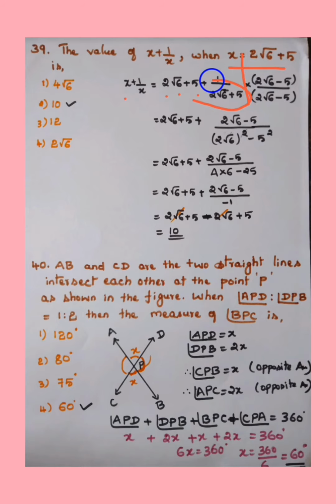So look at the denominator. Here you can multiply by 2 root 6 minus 5 and divide by 2 root 6 minus 5. This will not make any change in this term, and you can simplify. Now this denominator is of the form a plus b into a minus b. So what's the formula for a plus b into a minus b? A square minus b square. So 2 root 6 is the a value, 5 is the b value. So a square is 2 root 6 whole square minus 5 square. And we are going to solve for the denominator to simplify it.